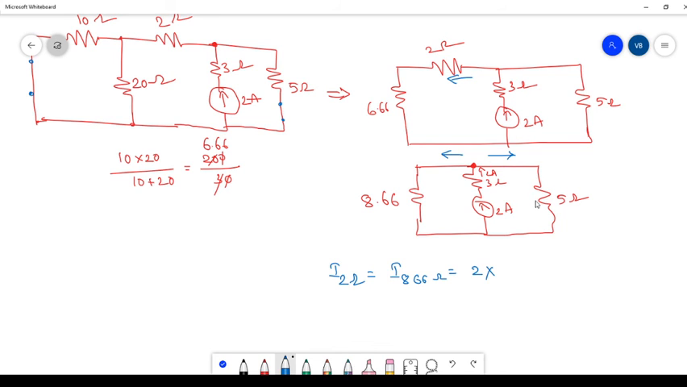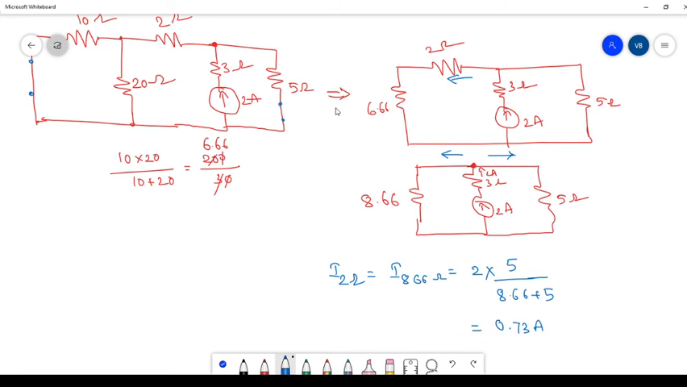In the direction of 5 ohms, that is dividing. So 5 by total resistance, that is 8.66 plus 5. So total current into opposite resistance by total resistance, that is the current across in this direction. That current passes through the 2 ohms resistor as well as 6.6. Okay, same current is passing in that way. So that value is 0.73 amperes.